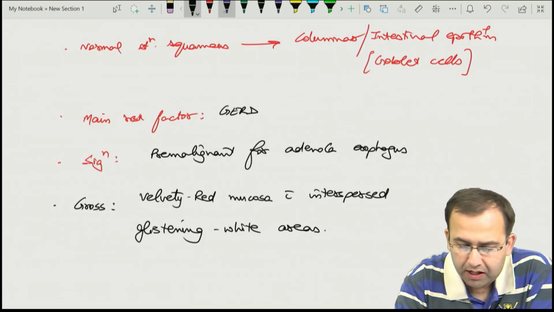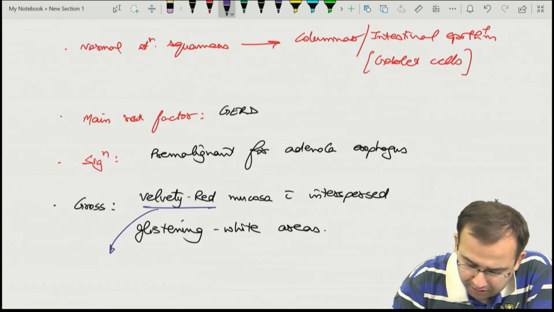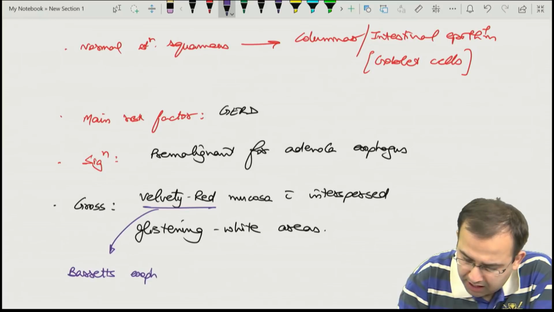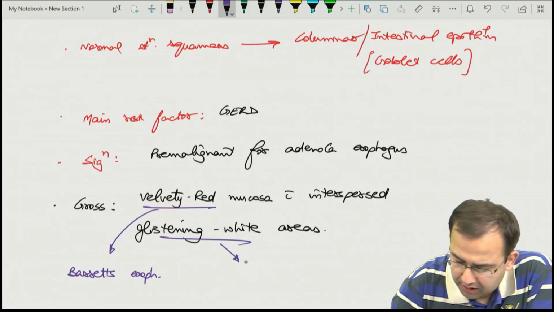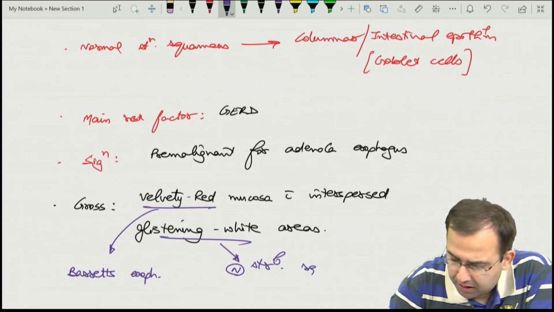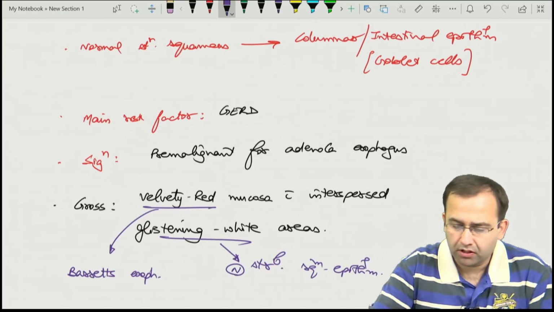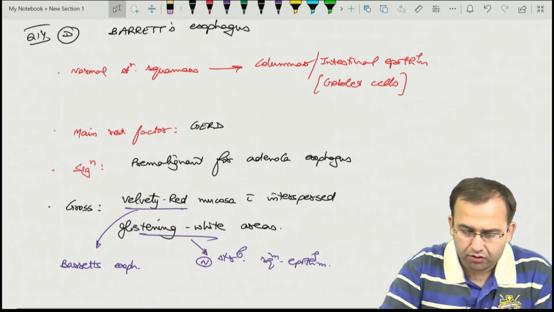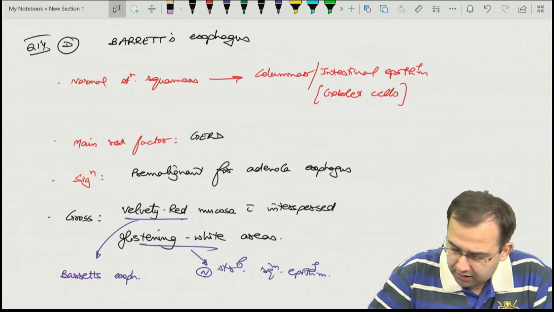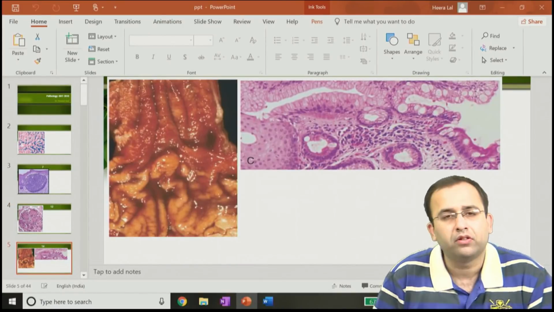Which part is Barrett's? Velvety red or glistening white? Velvety red is Barrett's esophagus, versus glistening white, which is the normal stratified squamous epithelium. This is Barrett's esophagus. Next, before we go further, let us have a look at this.